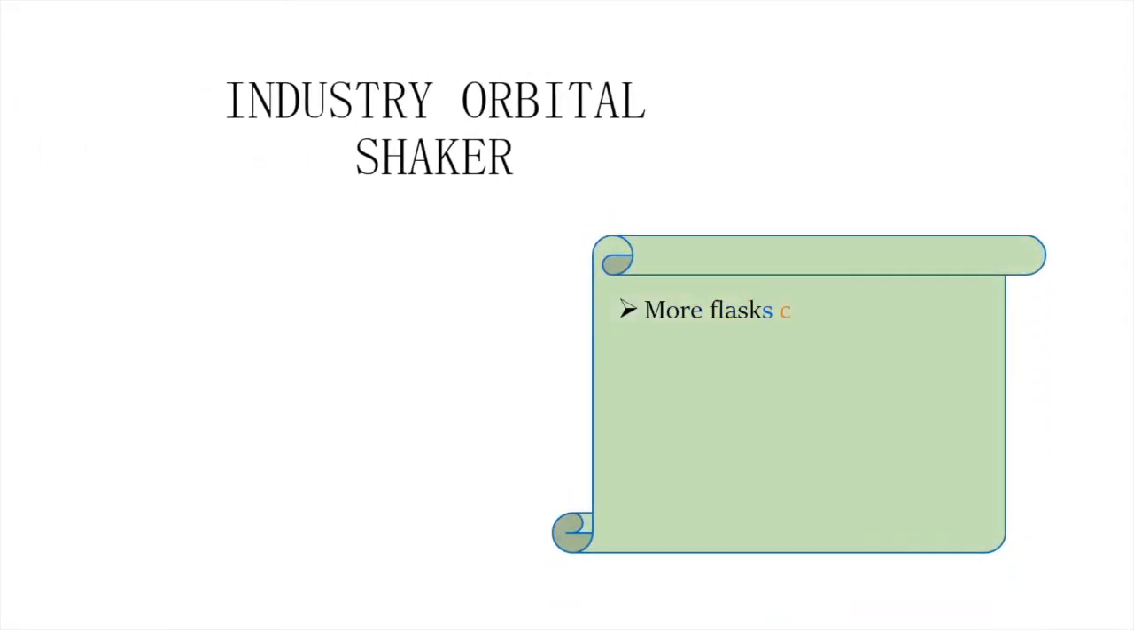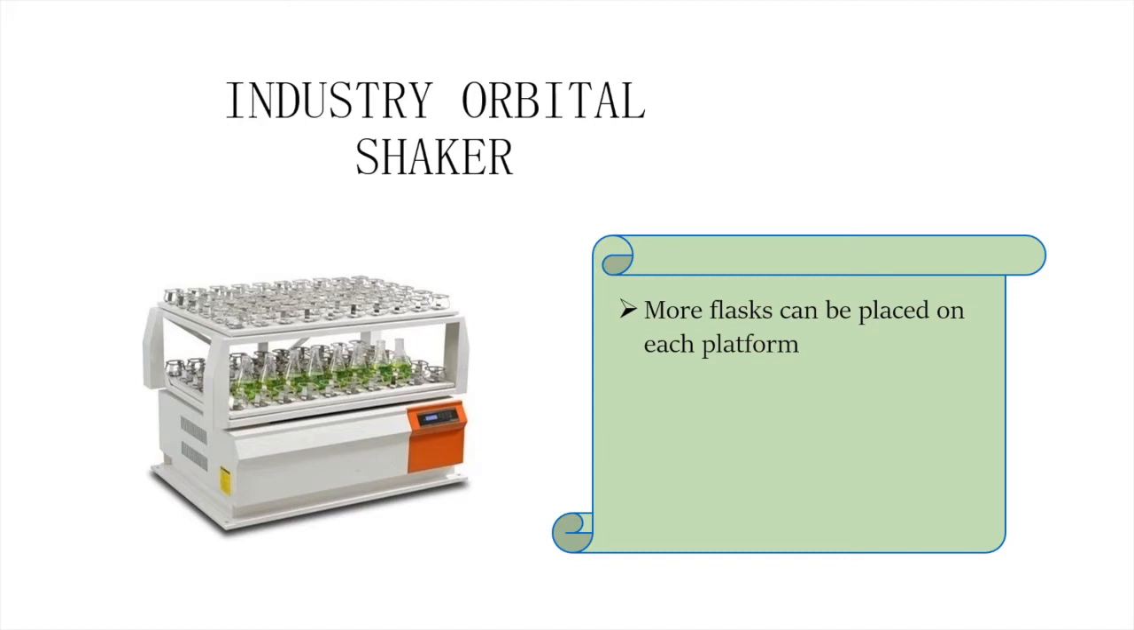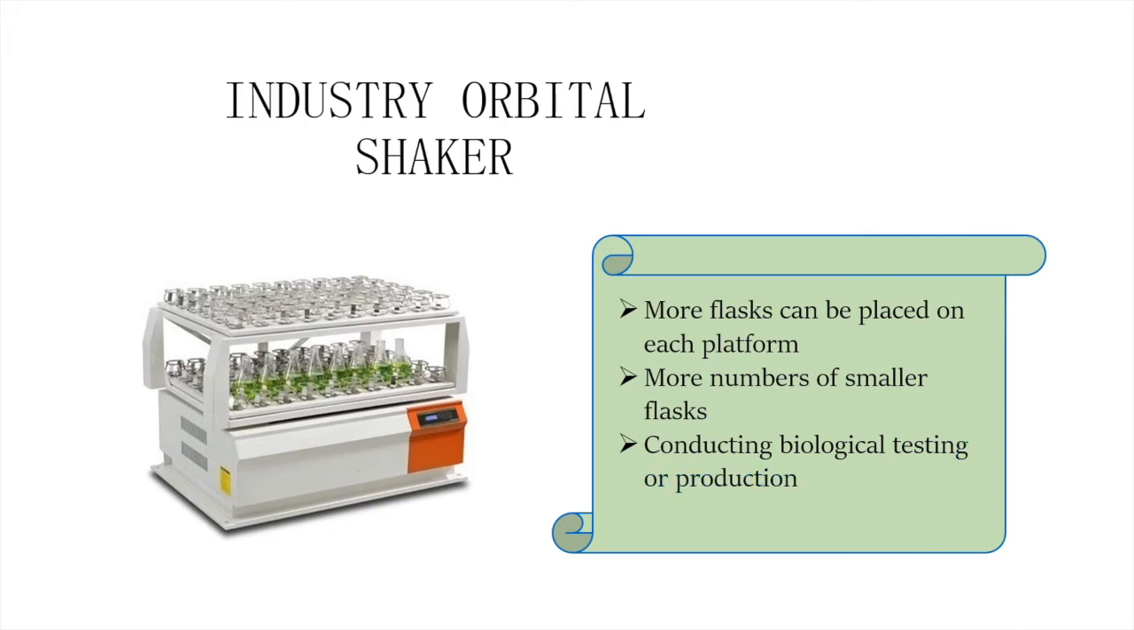For industry orbital shaker, more flasks can be placed on each platform compared to the laboratory orbital shaker. For example, 36 flasks of capacity 5000 ml can be placed on each platform, and more numbers of smaller flasks can be accommodated on industry orbital shaker. Then, the flask can be autoclaved and the setup can be used for conducting biological testing or production.